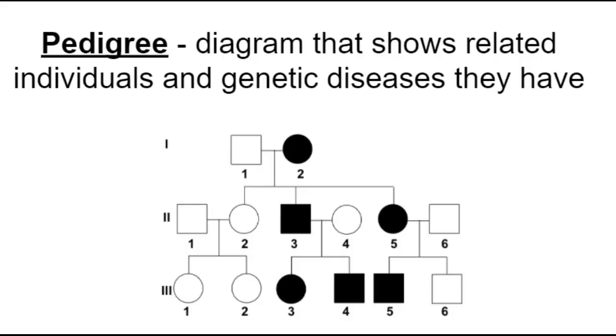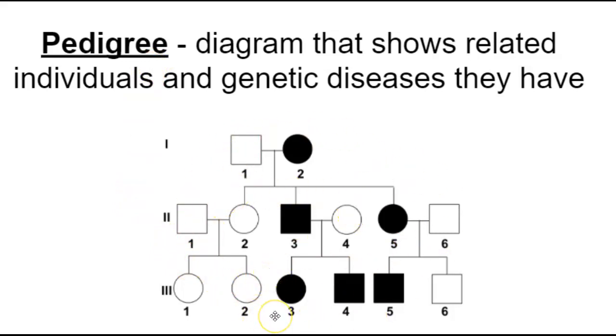So we're going to talk about pedigrees today. If you don't know what a pedigree is, don't worry, I'm going to show you. The first thing we need to write down is that a pedigree is a diagram that shows related individuals and the genetic diseases that they have. This is an example of a pedigree.